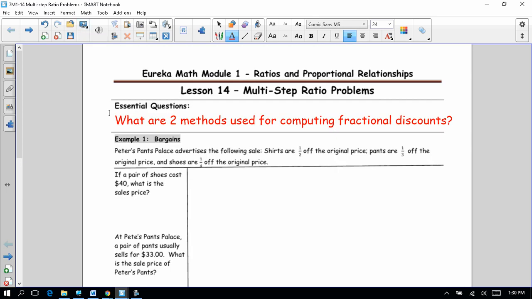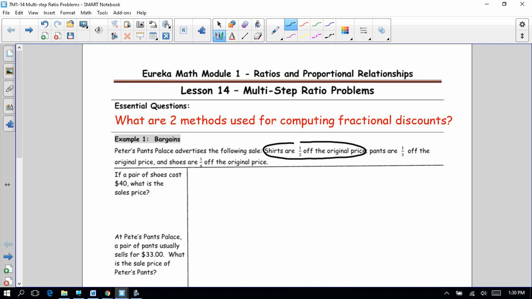All right. Peter's Pants Palace advertises the following sale. Shirts are half off the original price. I'm going to underline shirts are half off. All right. Pants are 1/3 off. Underline, circle that. And shoes are 1/4 off. Okay. If a pair of shoes costs $40, what is the sale price, right?